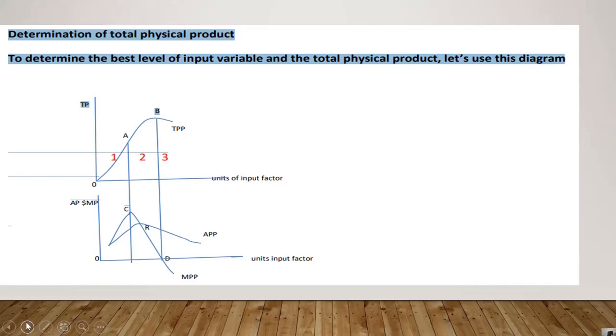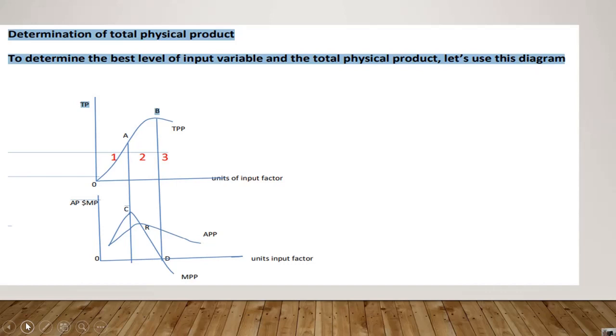Three in one, right there is what we want to look at. To determine the best levels of input variables and the total physical product, let us look at this diagram. There are three important things here to remind ourselves. We are looking at average product, marginal product, and total product. That's one issue to remember.